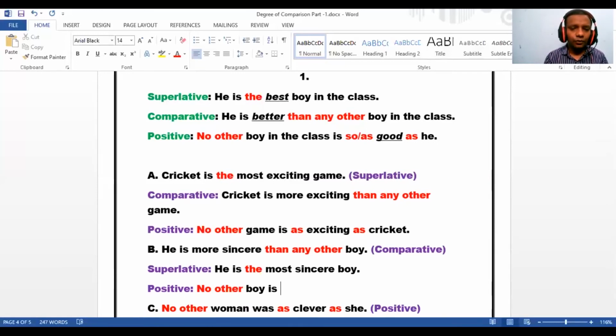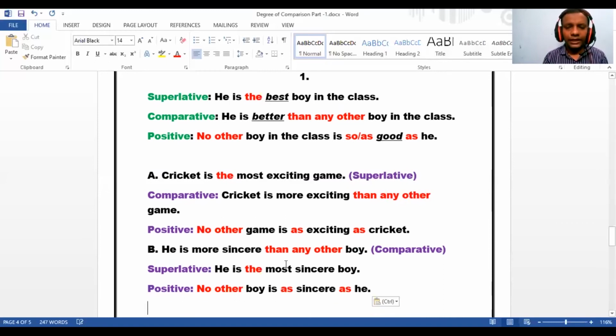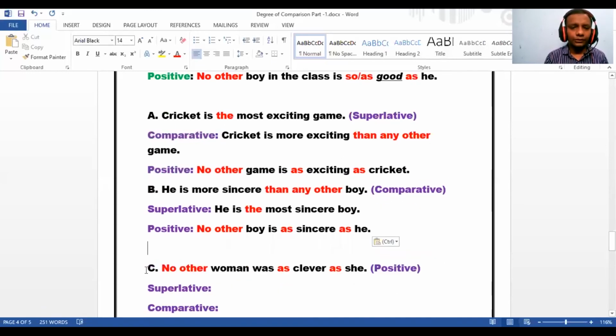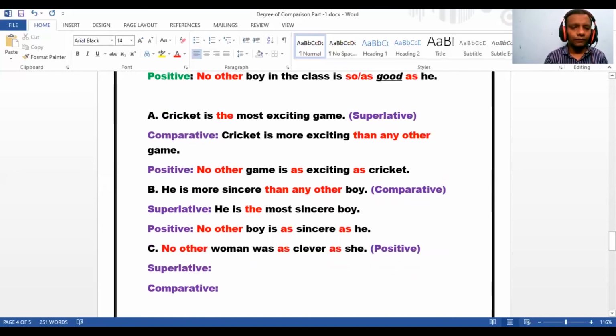And here we have found most sincere, this is superlative, and more sincere, this is comparative. So what is the positive form? The positive form is only sincere, and sincere will be written between as and as. So look at the screen or digital board, you can see: as sincere as he. So this is the easiest way. Without memorizing the rules, you can solve any problem.